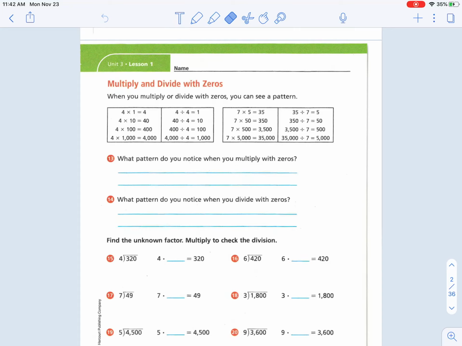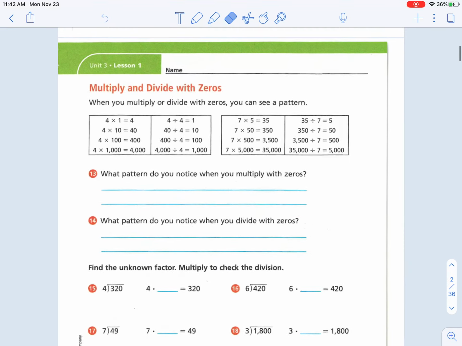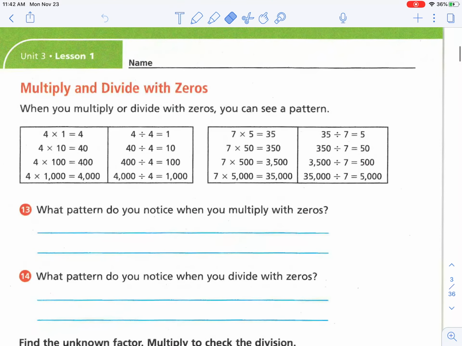Yesterday we talked all about multiplying and all about dividing with remainders, and today we are going to be looking at some patterns that we see in multiplication and division. If you look at the top of your page, you can see that on the left side we're multiplying and on the right side we're dividing.